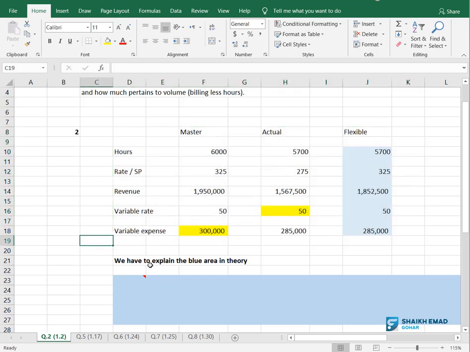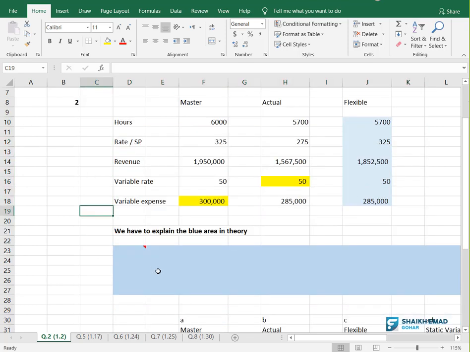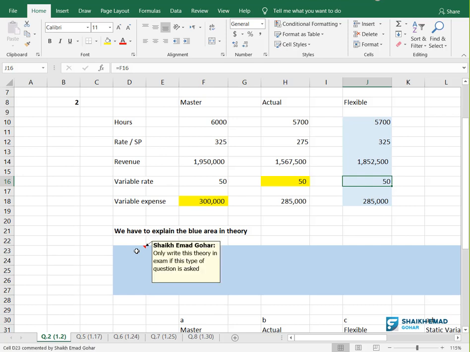Okay. Now see, we have to explain the blue area in theory. Which blue area? This blue area. Okay. I need to tell the examiner why I am taking this as 5700, why I am taking 325, why I am taking 50, like this. I need to tell him in theory. Got the point?